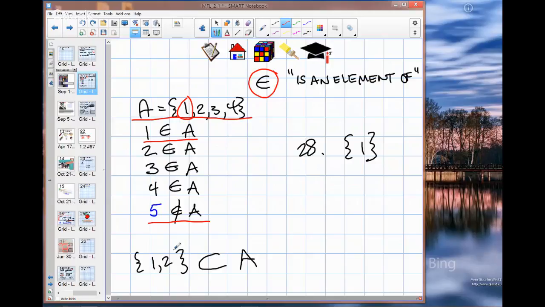As a little review here, I have a new set down here, a set with just the elements 1 and 2 in it. Is that a subset of set A? So is this true? Is that a subset? Let me get rid of this. Is the set with 1 and 2 in it a subset of A? It is. Yes, because all elements 1 and 2 are also in set A. Good.